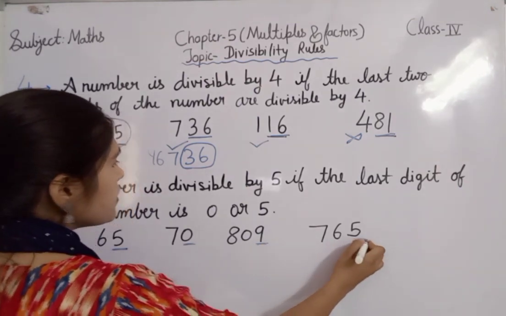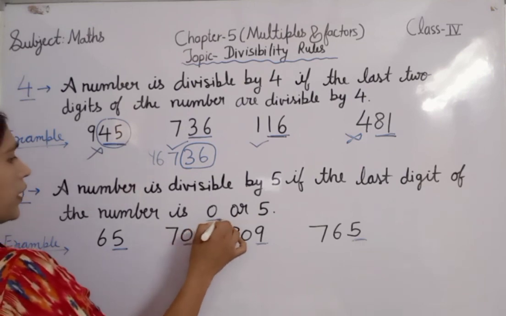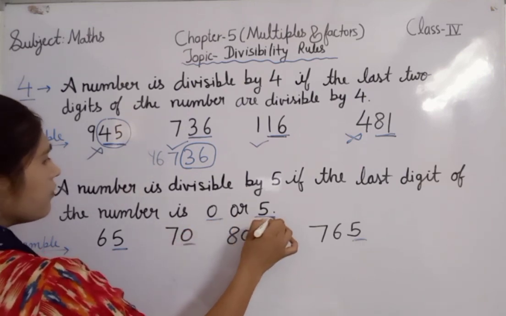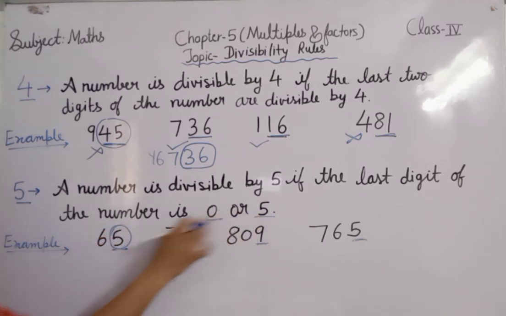What is the last digit? It is the simplest method. 5 has the simplest rule of divisibility. So if the last digit is 0 or 5, it means the number is divisible by 5. So I am checking the last digit of 65. What is the last digit? 5. So 5 is coming here. It means it is divisible by 5.